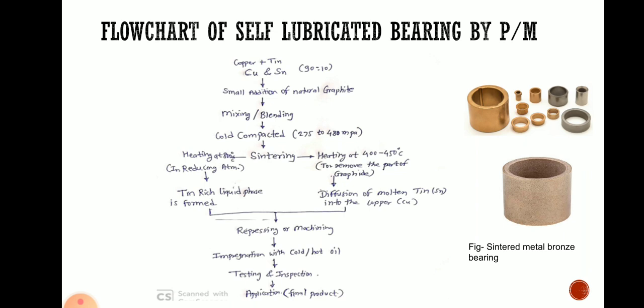After that, next is sintering process. So here also sintering process is carried out in two ways, in reduction atmosphere, at a temperature between 400 to 450, and at a temperature at or above 800 degrees Celsius. So at these two temperatures, the cold compacted components are processed, and after sintering, they are sent to repressing or machining. After that repressing and machining, these are oil impregnated with cold or hot oil, and after oil impregnation, your component is prepared. You have to do the testing and inspection of that component, and after good testing and good inspection results, the final application, that is a self-lubricated bearing, will be prepared.